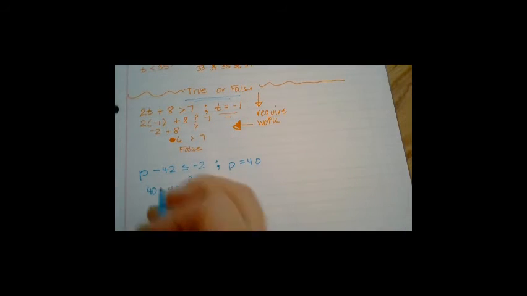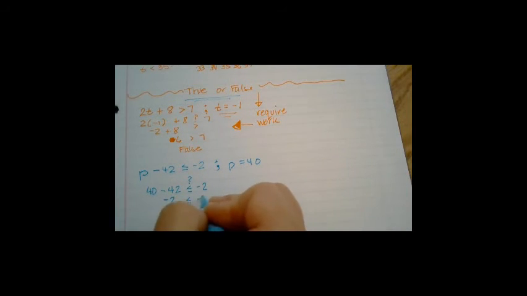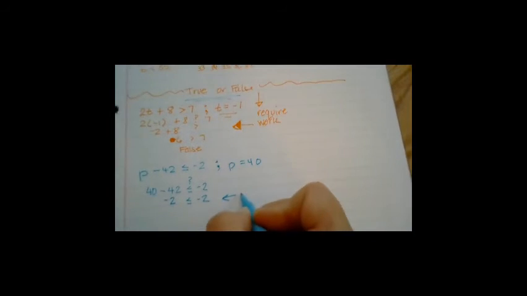is that indeed less than or equivalent to negative 2? And so what that gives me is 40 minus 42, so it's like I need $2 more, basically. So I'm going to borrow some, and is that equivalent to it? Yes. So this inequality is definitely a true statement when the value is equivalent to 40.